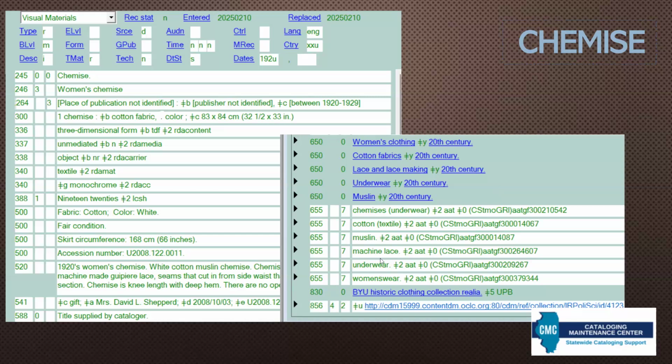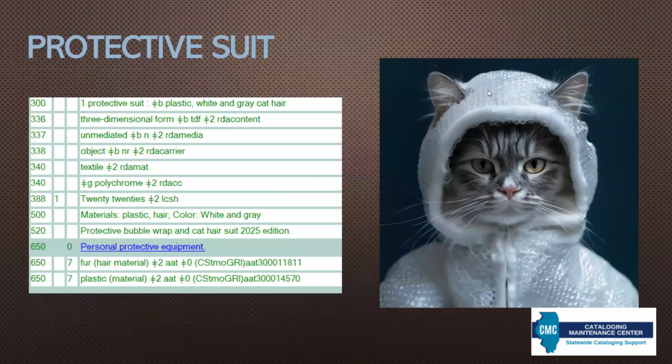So yeah, and then in the 655s, you see the AATs again. And then, okay. So my last example is something that I just decided I wanted to have fun.